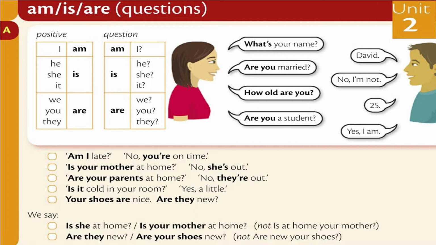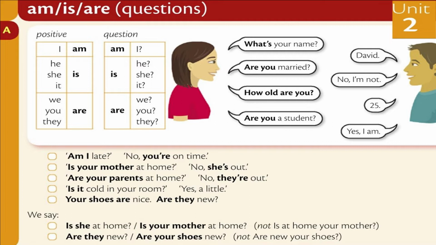He is, is he? She is, is she? It is, is it? We are, are we? You are, are you? They are, are they? Now, you may have noticed one more thing, that all those types of questions we can answer in yes or no. Now, some more examples.